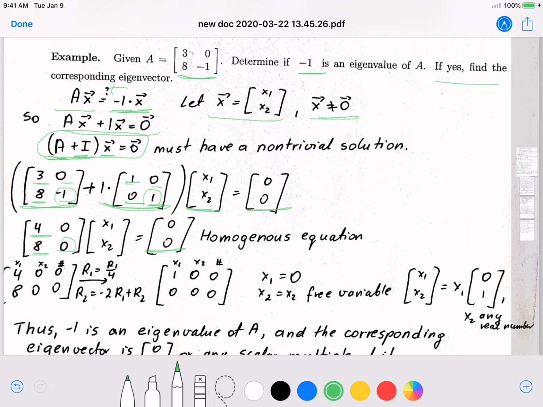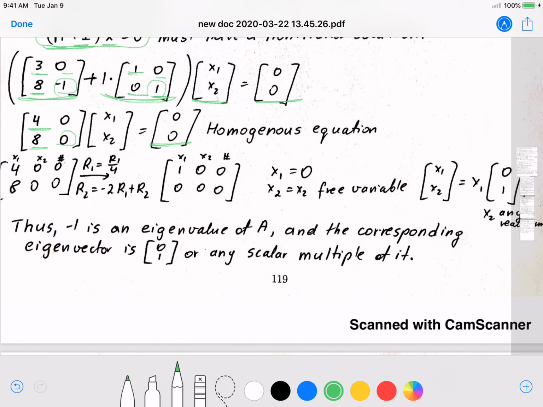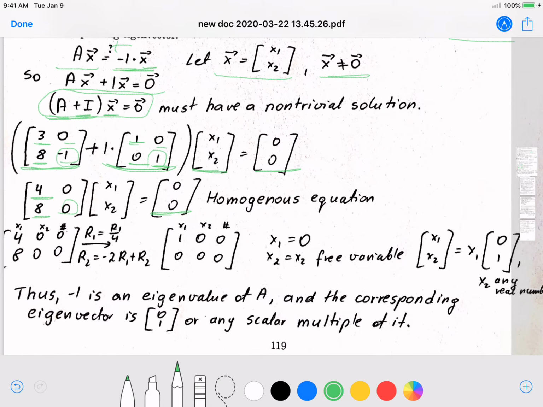So we can set up the augmented matrix of the equation. I have 4, 8, 0, 0, and 0, 0 from right here. So this is my x1, x2, and x3.